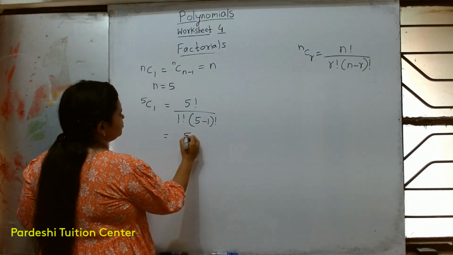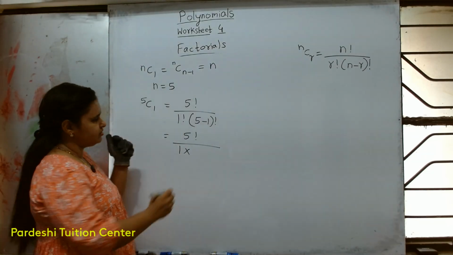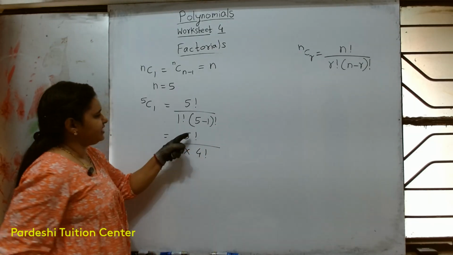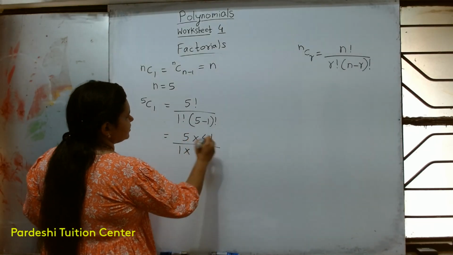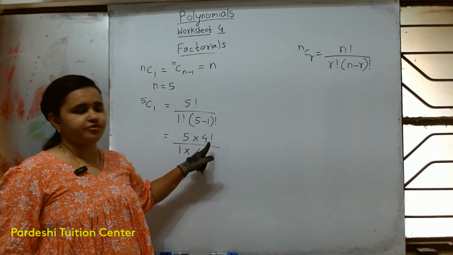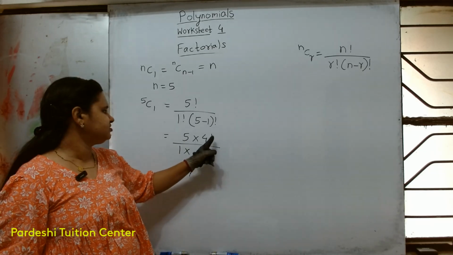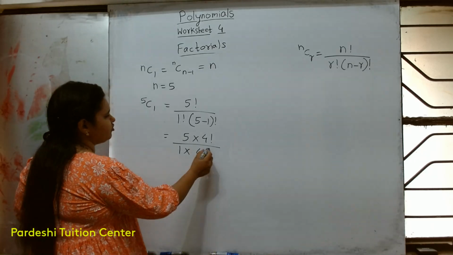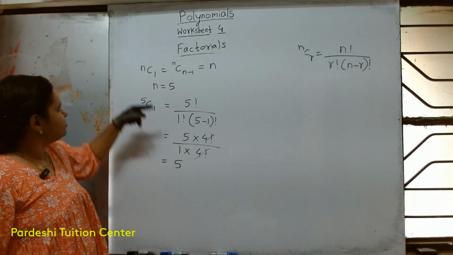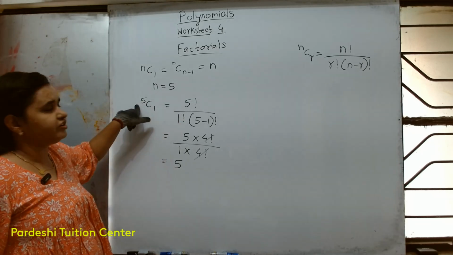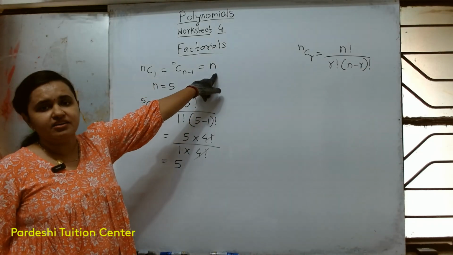factorial. Again 5 factorial upon 1 factorial is 1, 5 minus 1 is 4, so it will be 4 factorial. I can write 5 factorial as 5 into 4 factorial, because I can cancel the 4 factorial and 4 factorial. So it will be equal to 5. So our answer is 5. See, we have taken n as 5 and our answer is also 5. So nC1 is equal to n is true.